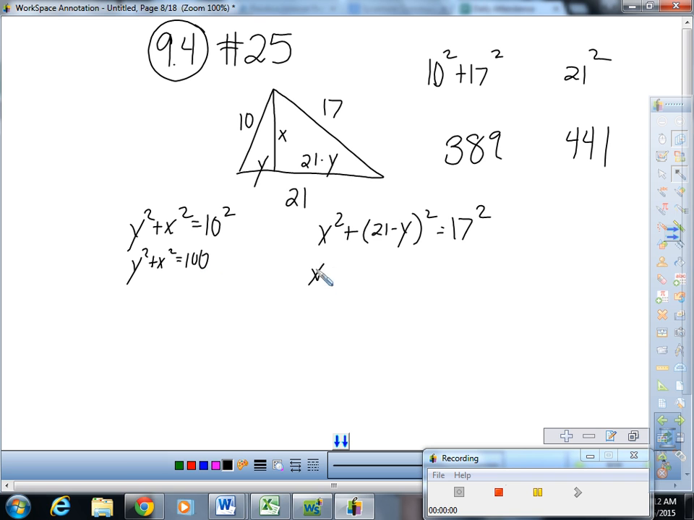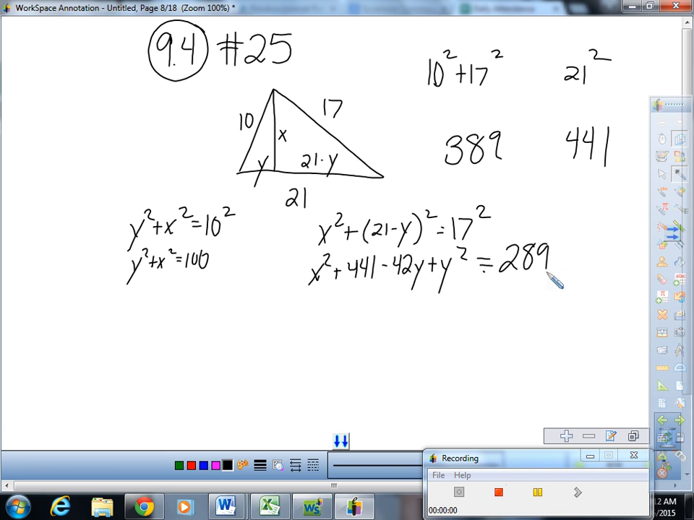And this one is x squared plus 441 minus 42y plus y squared. For the record, I know that some of you are floored by how I got that, but I've written out FOIL like 6 times today, so I'm not going to do it anymore. You got to speed up your algebra. And 17 squared, we decided, was 289.